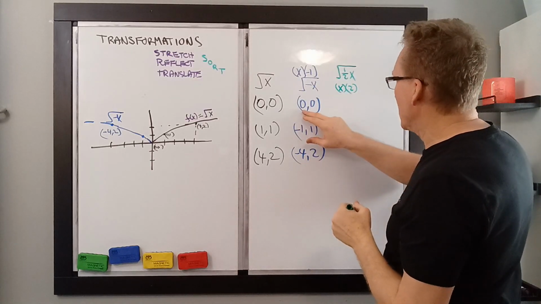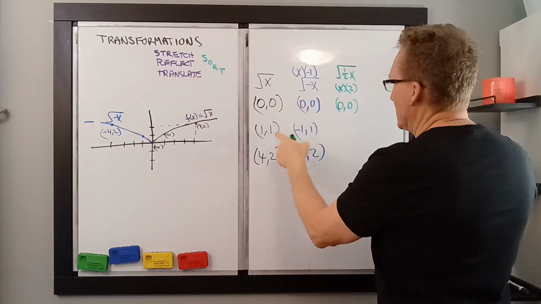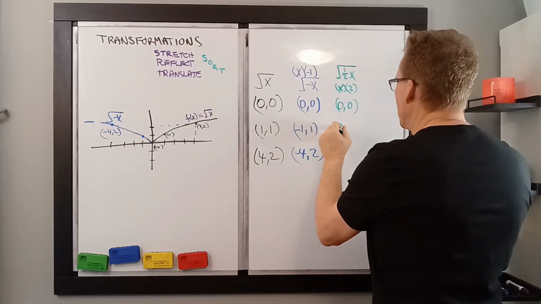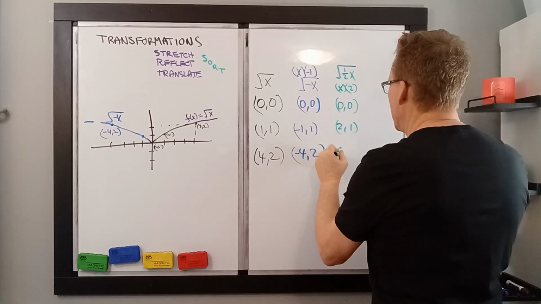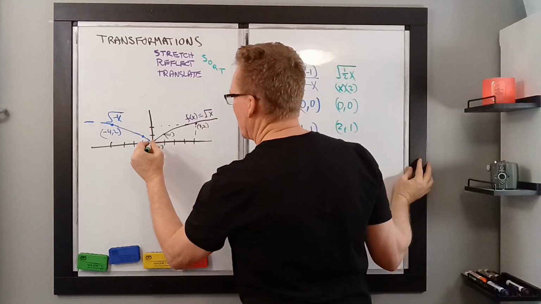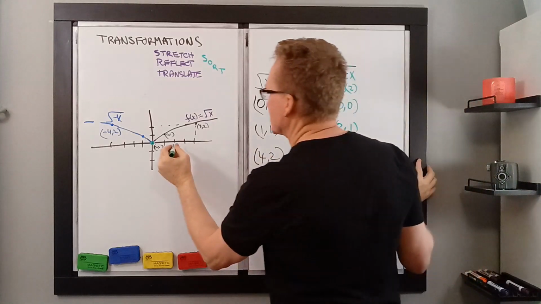So the x value here would stay the same. It's still 0. The y value stays the same. Here, the original one, we're multiplying this by 2, so it's going to be 2. The y value stays the same, and this one's going to be doubled. It's going to be 8, 2. Let's start off by putting this point there. Then this point here would be 2, 1. So it's 2, 1 now.